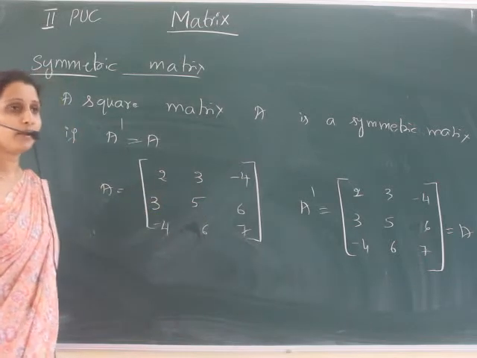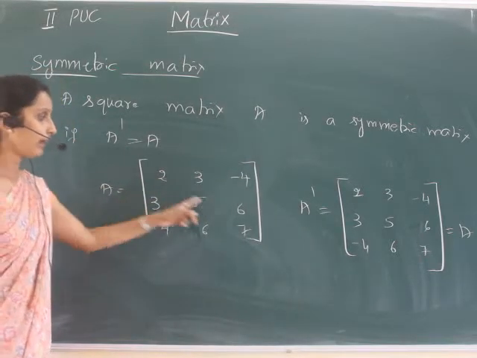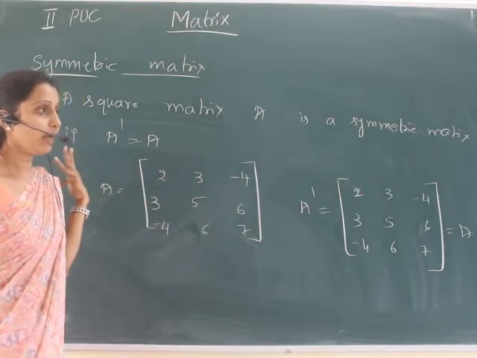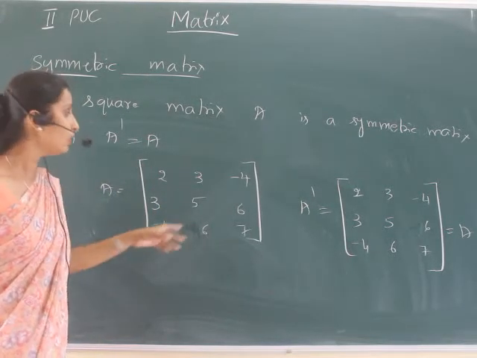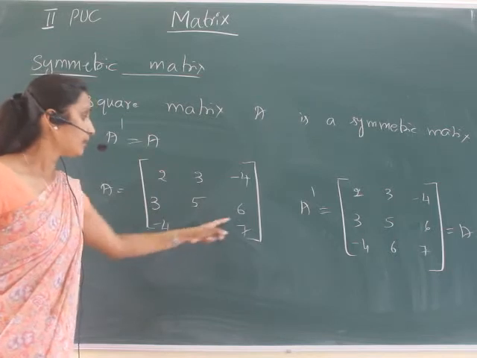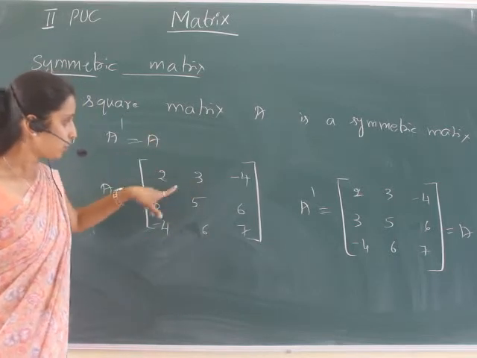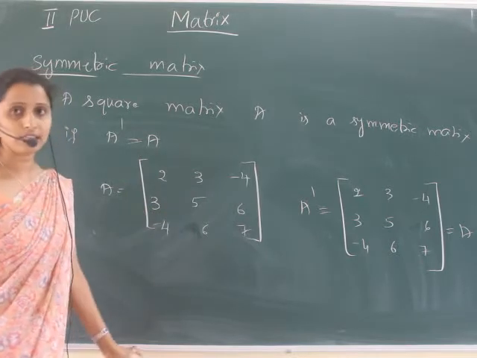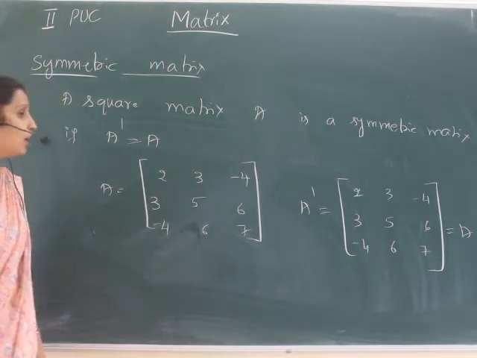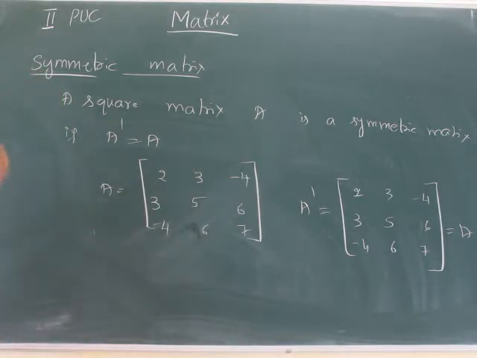It should be a square matrix, and in the square matrix, the diagonal element can be any value. It can be 0 also, or any other real value, and other than the diagonal, the same elements should be in these places. So this is one example of a symmetric matrix.